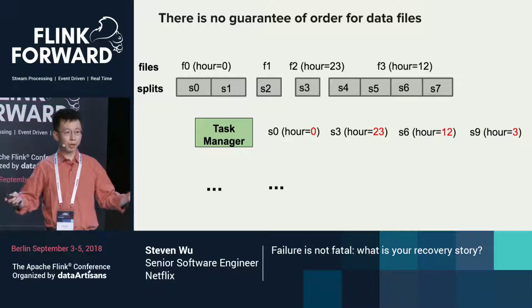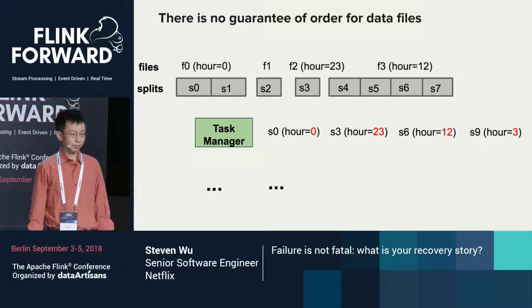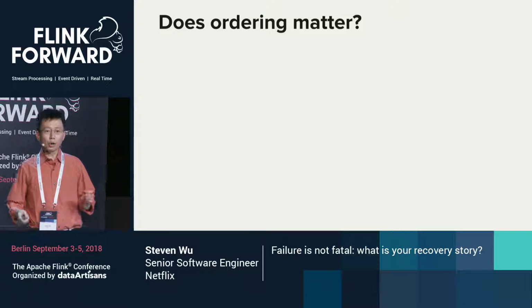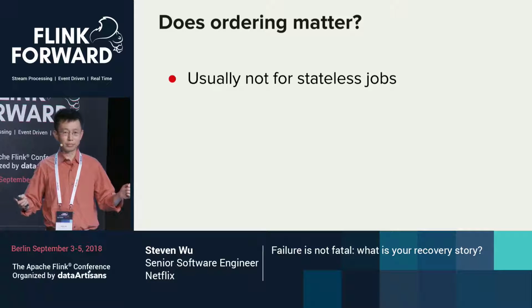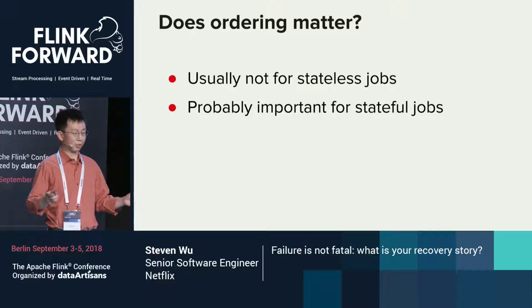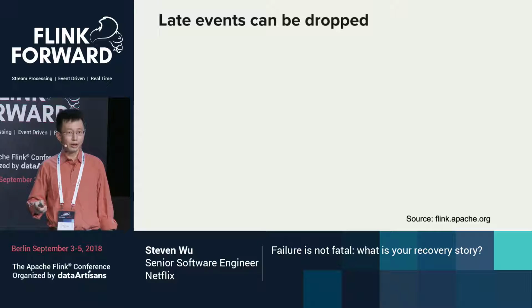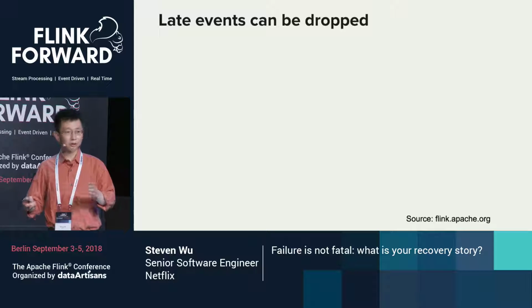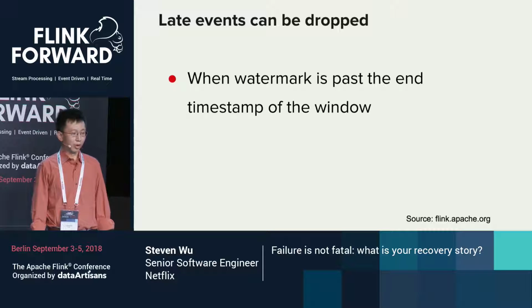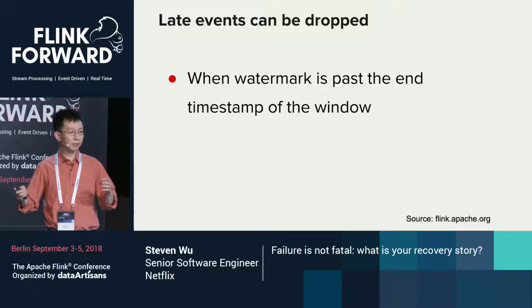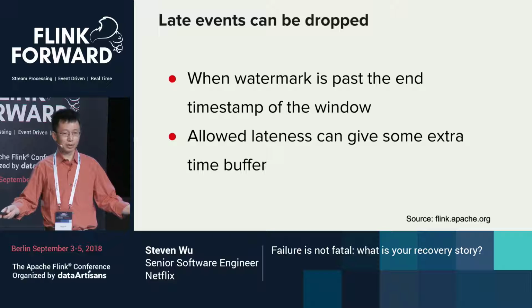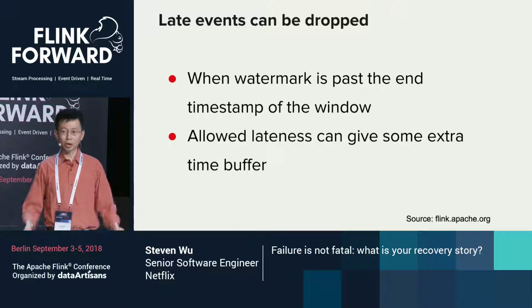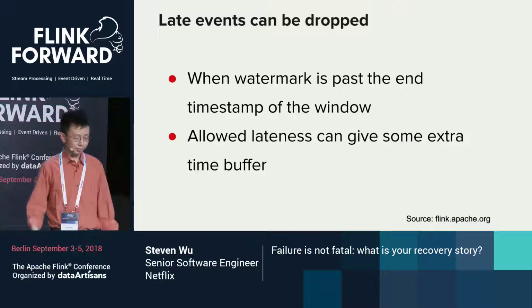In a batch job, typically if you want ordering, you would need to sort the data. But does ordering really matter here? I would say probably not for a stateless job. But ordering is probably important for stateful jobs. In Flink, late events can be dropped after a certain tolerance level. For example, when the watermark is past the end timestamp of the window, then those late-arriving events will be dropped. You can add some extra time buffer, like allowed lateness, but in the end, if the event comes too late, it will be dropped. That's why ordering is important for stateful jobs, at least most of the time.